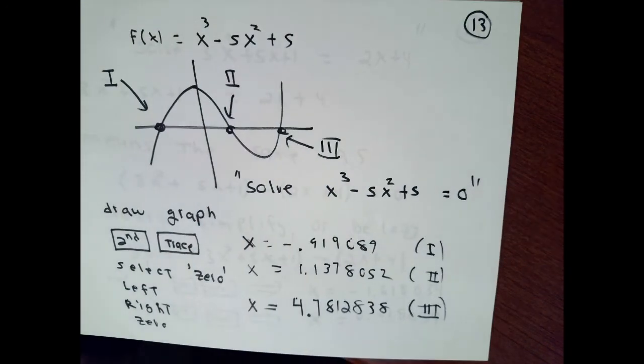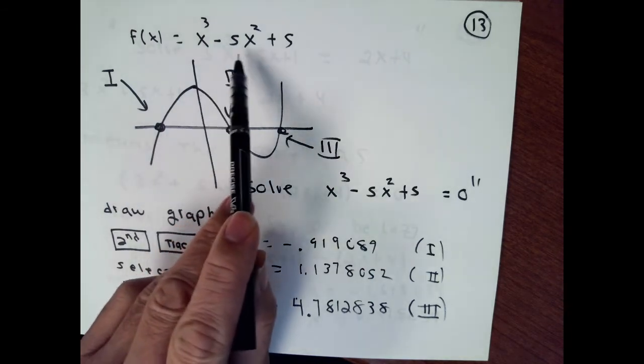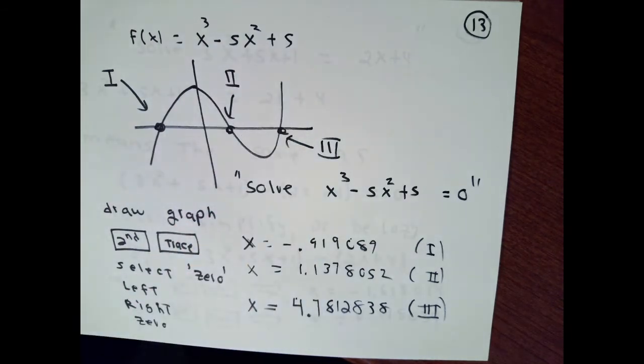So not only have we found the high and the low spot, we've also found the 3 places where x cubed minus 5x squared plus 5 takes on the value 0.